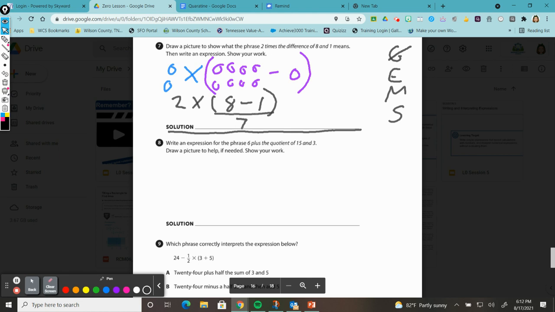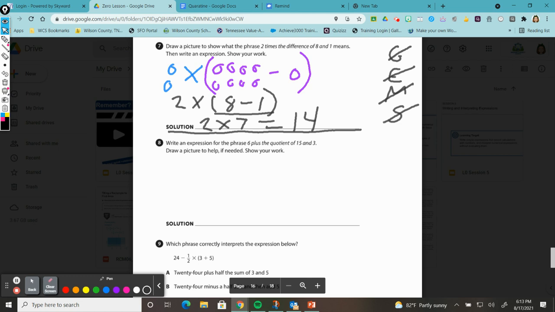8 minus 1 is 7. We bring down the other parts of our expression. Take a look at our order of ops. There are no exponents. There is multiplication. So we're going to multiply 2 times 7, and that gives us 14. There are no other parts of my expression to bring down, so I don't have to worry about subtraction. So the solution to that expression is 14.